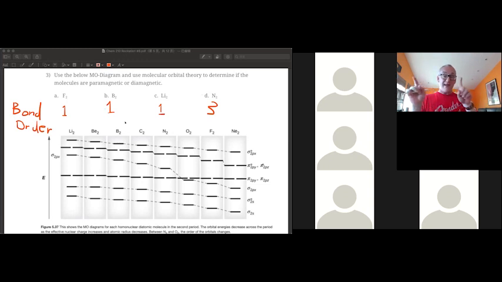So the more unpaired electrons you have, the more magnetic you'll be. Like iron has 3 unpaired electrons in its outermost shell, so it's very magnetic.